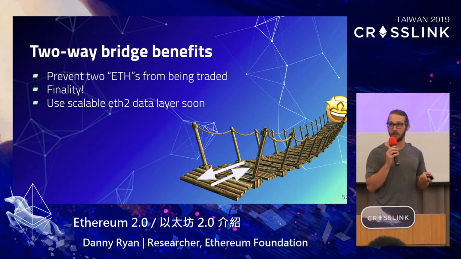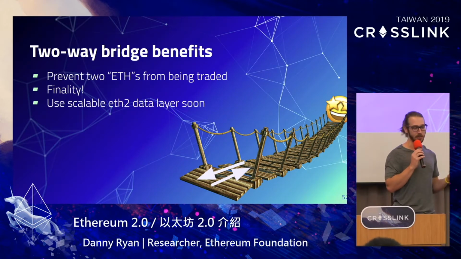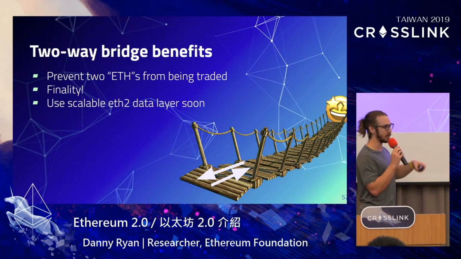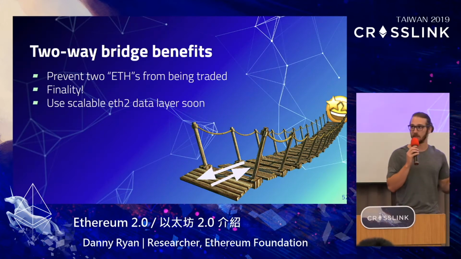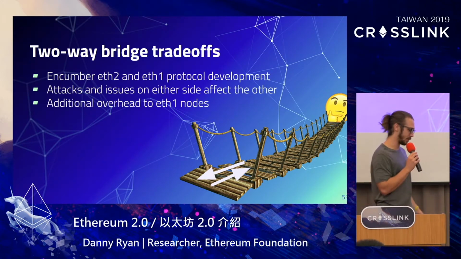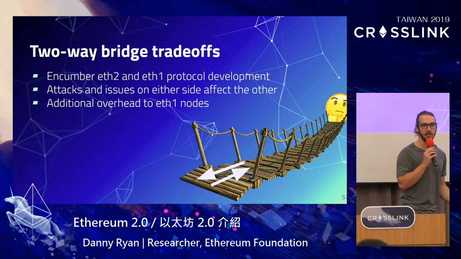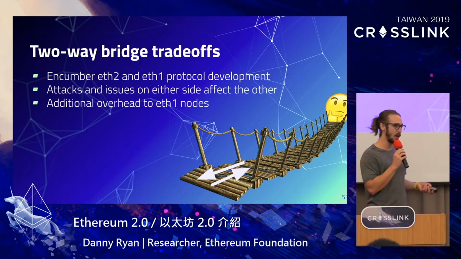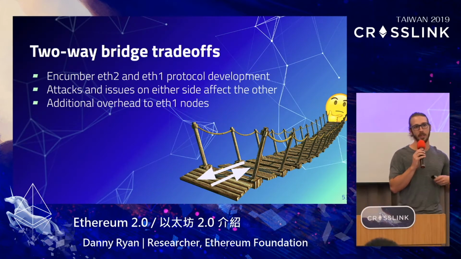The major benefits of doing a two-way bridge are preventing two ETHs from being traded on exchanges and confusing users, validators and developers. We get nice finality, and it allows us to use the ETH2 data availability layer soon. But there are definitely trade-offs. The reason we're not doing it initially is that, although we're very confident in the design of ETH2, we want to see it proven in production before it affects the security and risk profile of ETH1.